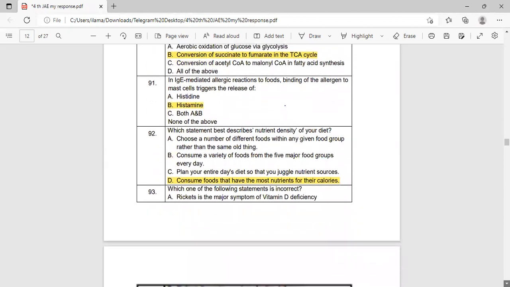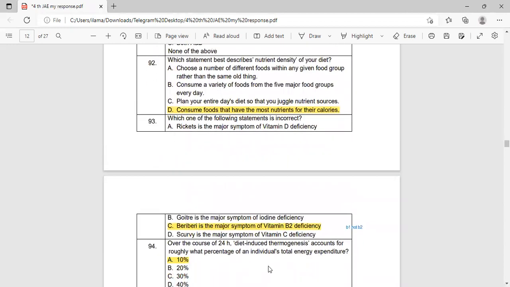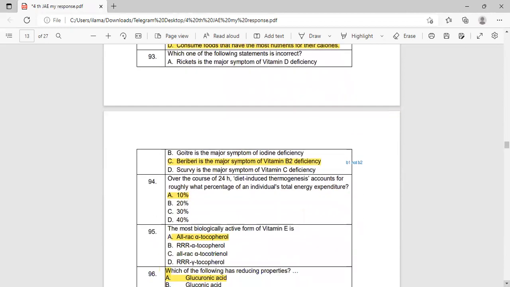Next, which of the following statements is incorrect is beriberi is a major symptom of vitamin B2 deficiency. It is wrong. Beriberi is a symptom of vitamin B1, that is thiamine. Next one, over the course of 24 hours, diet-induced thermogenesis accounts for roughly what percentage of an individual's total energy expenditure is 10%. Next one, the most biologically active form of vitamin E is alpha tocopherol.